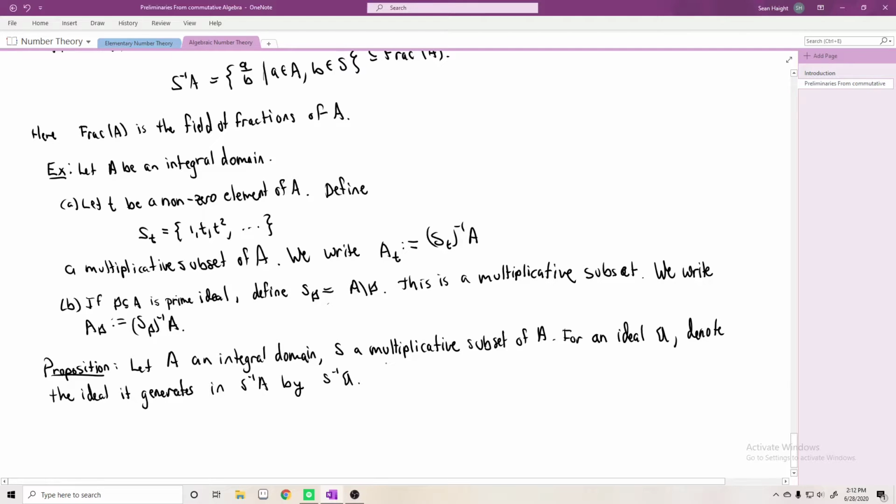A small remark here. Given the localization S inverse A, I can view A as sitting inside this localization as fractions with denominator 1. That means I can view this ideal as sitting inside that thing, and that's what I mean. The ideal it generates is: take this set viewed as sitting inside the localization, and then generate the ideal there.